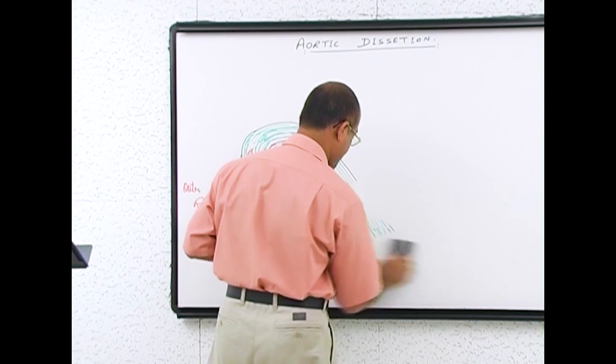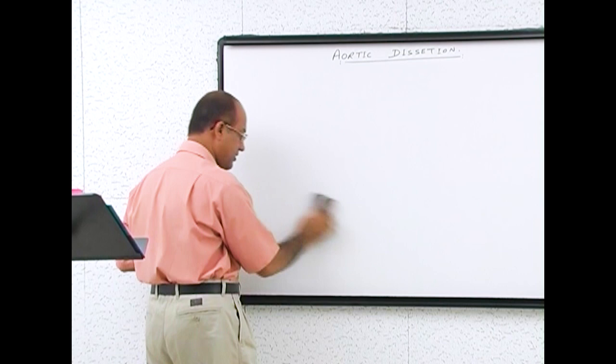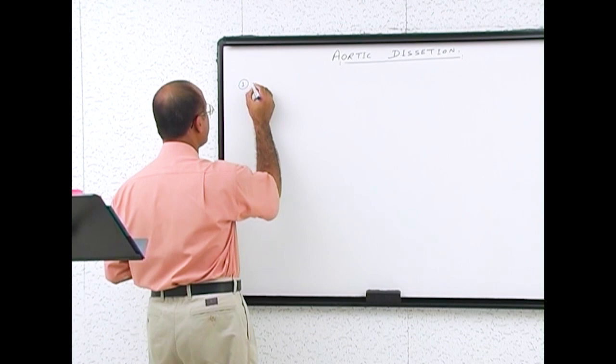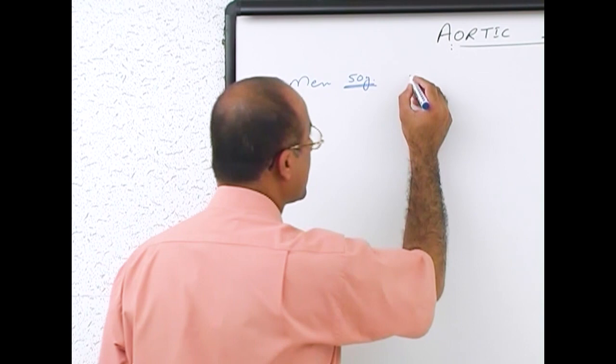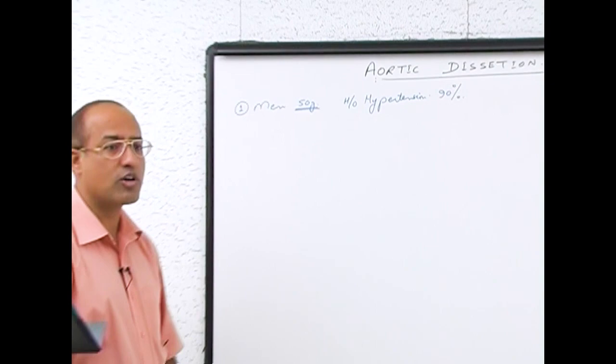The largest group of patients with aortic dissections are men around the age of 50, and they have a history of hypertension. Men around the age of 50 years, and usually they have a history of hypertension. We can say about 90% of patients with aortic dissection. So this is the strongest association. Hypertension is the strongest association with dissection of the aorta.